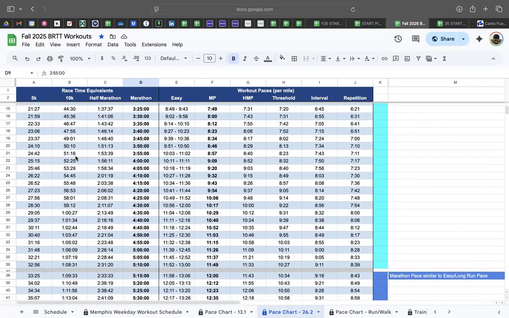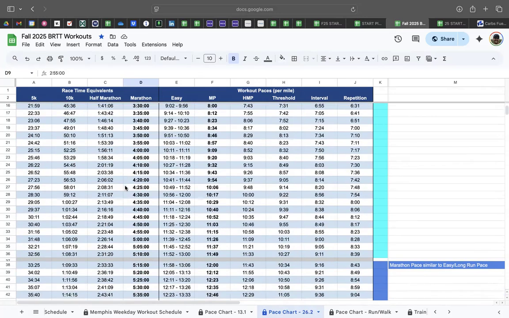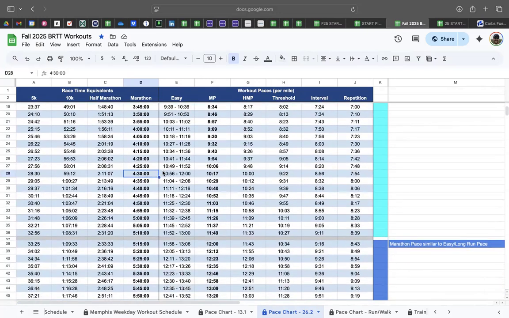So let's say we now know what our goal is and we've confirmed that it's reasonable. And let's say that our goal is to run the marathon in 4 hours and 30 minutes. So now as we structure our training, we're going to look over here at these paces. So we get our easy pace, 10:56 to 12 minutes per mile. And this is what you want to do the bulk of your long runs at and your easier or recovery runs throughout the week at.